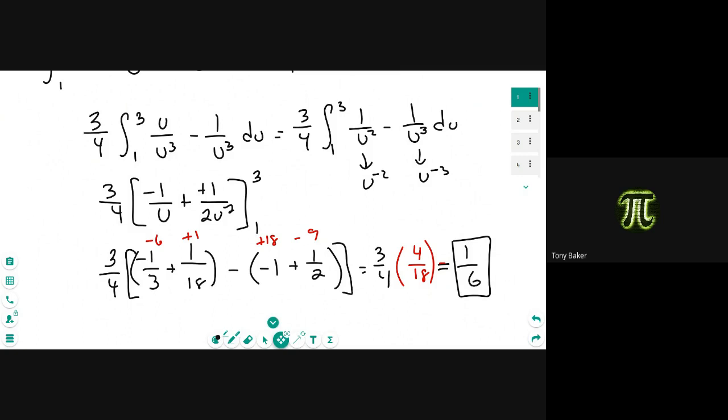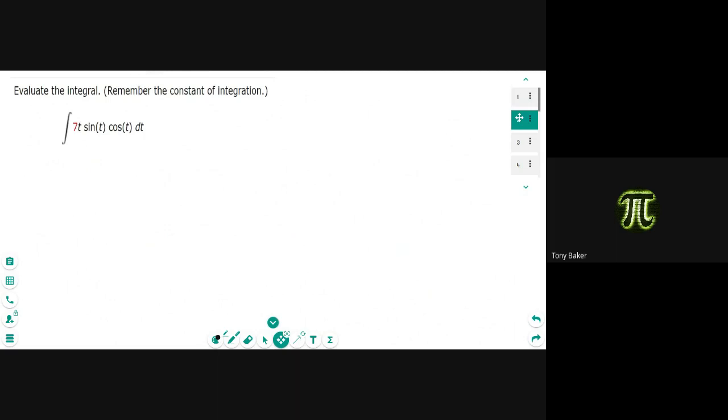Questions with that one? All right, because it's a definite integral, we don't need the plus C or anything else like that on there. That's what you're getting with that one. All right, next one.